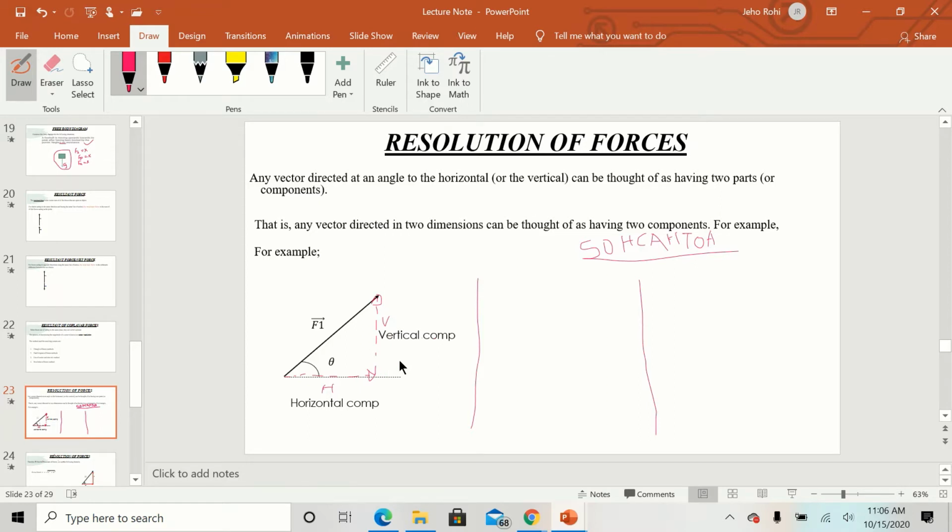If you remember in your math, this vertical line facing the angle is called the opposite. Is that true? It's called the opposite. This line here, F1, is called your hypotenuse. This line carrying your angle is called the adjacent. It's called the adjacent.